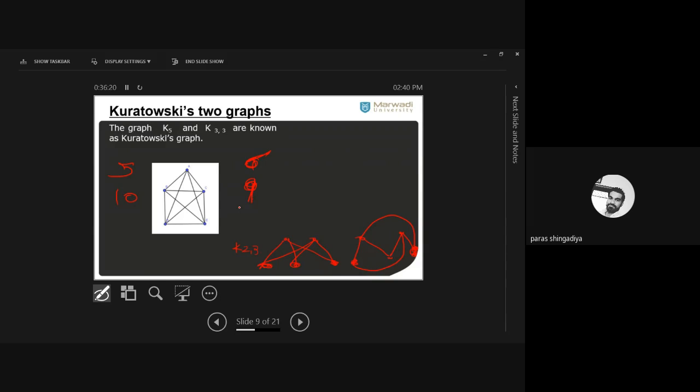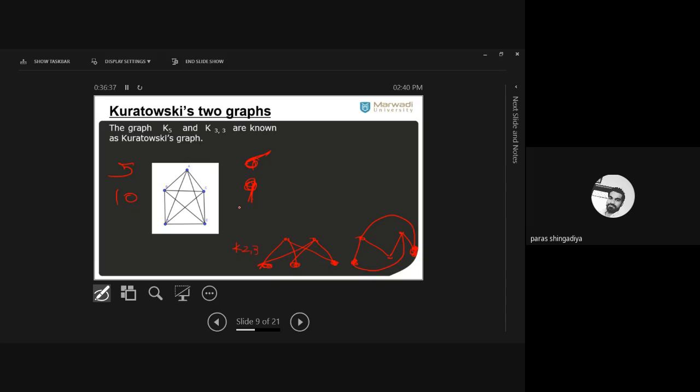If it is a K7, then the degree of all the vertices should be 6. If it is a Kn, then the degree of all the vertices should be n minus 1. Clear? So this is our graph we have. These are the 5 vertices V1, V2, V3, V4, V5. It is a simple graph.